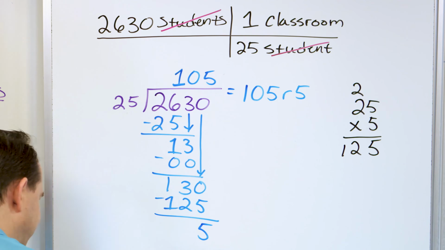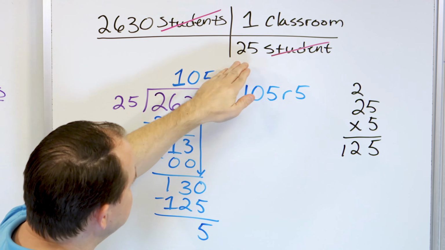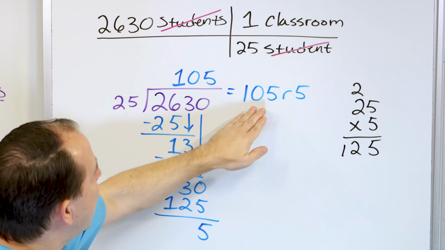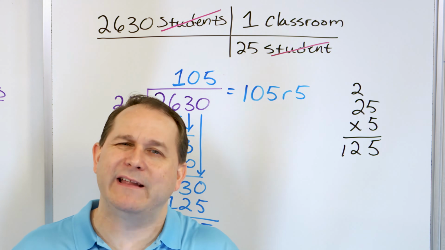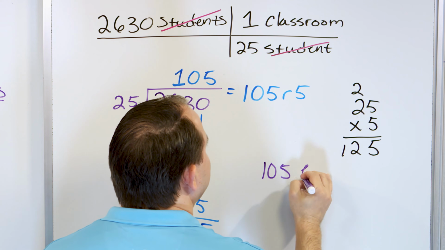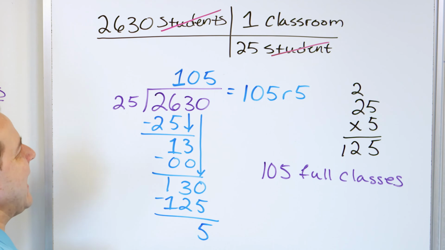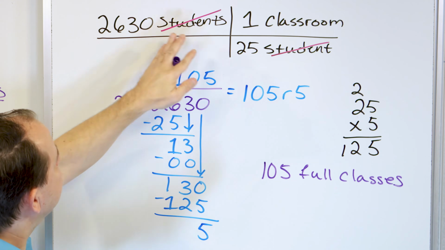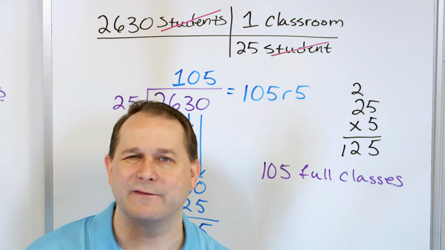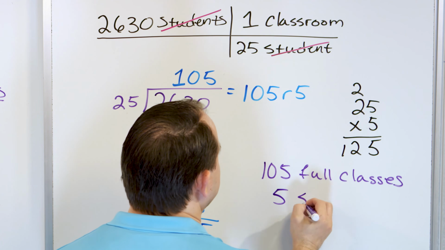What is this basically telling me? It tells me if I have 2,630 students, I'm trying to divide them into groups of 25. How many groups of 25 students will I have? 105 groupings of 25, but that's what we call a classroom. The unit is classroom. So it'll be 105 full classes, right? Because this is how many groupings I have. And I was dividing students by groupings there, and I had 105 full groups, but I have 5 students left over. 5 students left over that can't make a full class. So I have 5 students left.